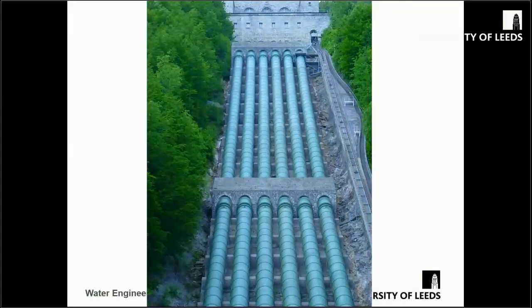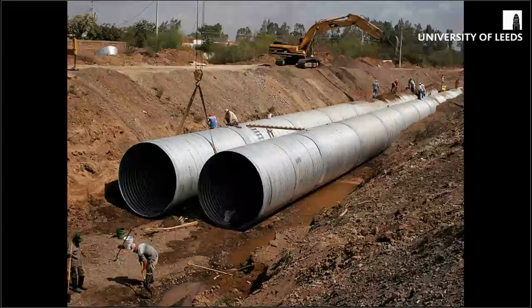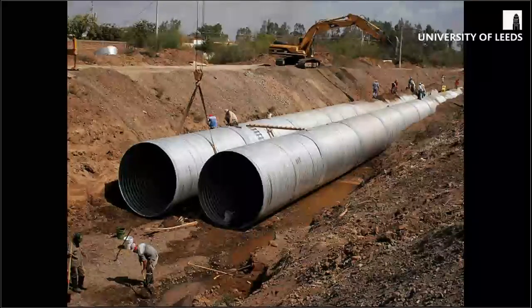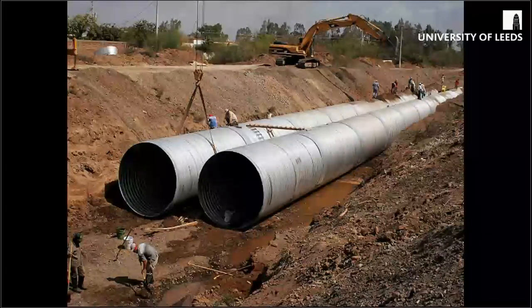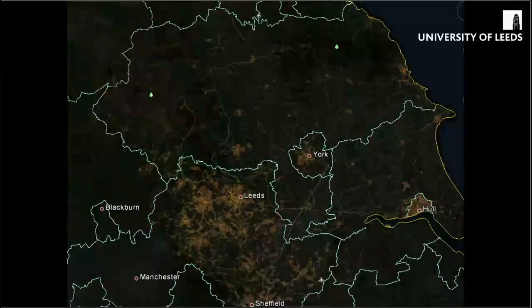Hydroelectric power stations, bigger pipes, drainage systems. So this is probably, I'm not quite sure what this is, but it's either a drainage system or water supply system. It's probably a drainage system, but these are very big pipes. So this is a picture of all the water pipes.